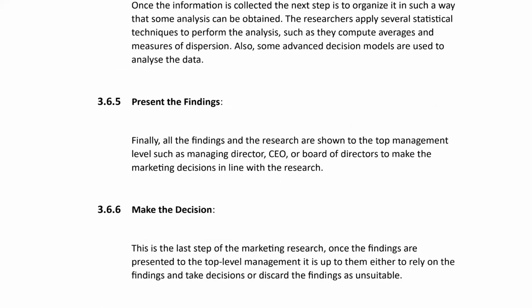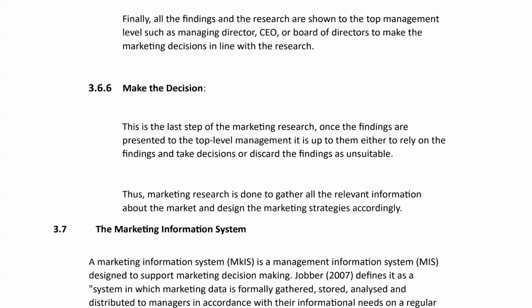You also need to learn how to present the findings. Okay, you have gotten the findings through your research. Then you have to show the top management, such as the managing director, the chief executive officer, the board of directors, to make the market decision in line with the research that you have actually done. Then the decision is made lastly.